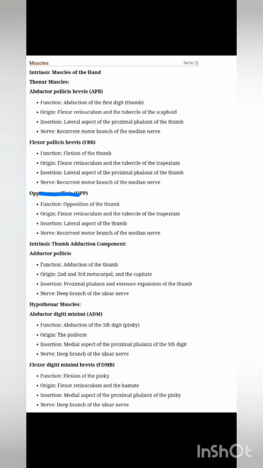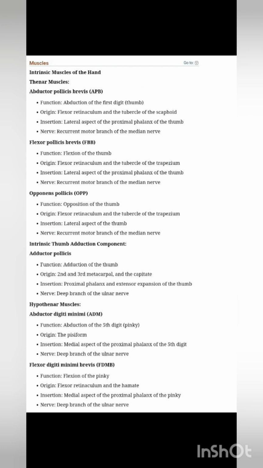And the opponens pollicis, the last muscle of this group. Function: opposition of the thumb. Origin: flexor retinaculum and the tubercle of the trapezium. Insertion: lateral aspect of the thumb. And nerve supply, as usual, the recurrent motor branch of the median nerve. So all three muscles are supplied by the recurrent motor branch of the median nerve.